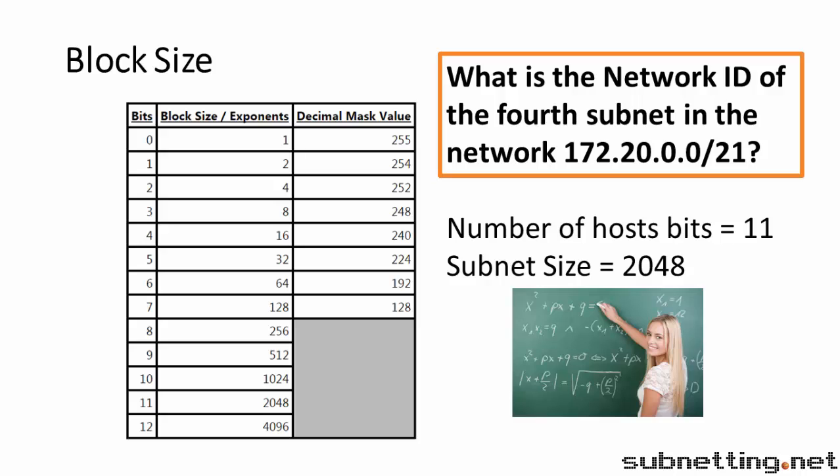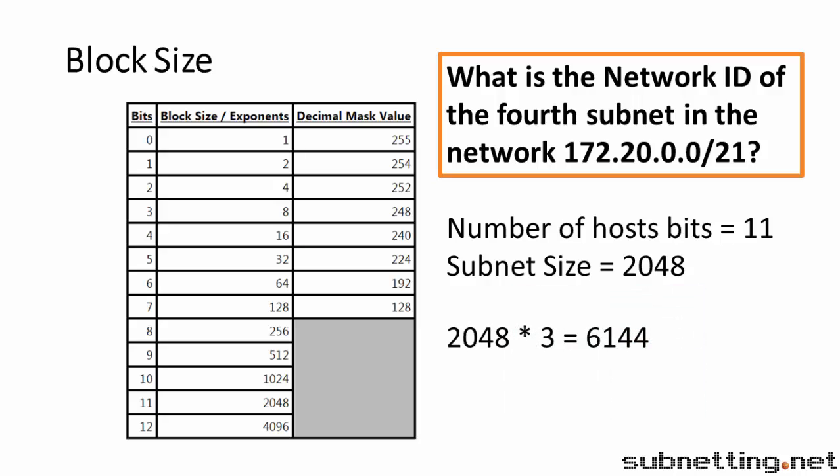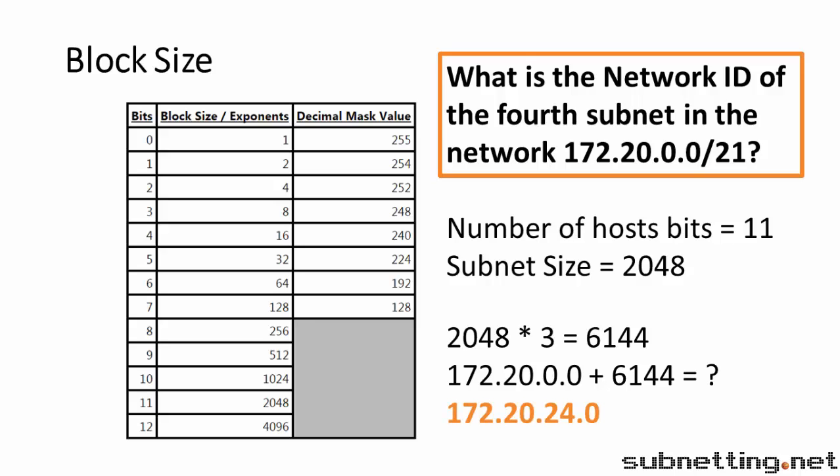2048 times 3 equals 6144. And now we simply need to start at 172.20.0.0 and count 6144 IP addresses to get the answer. As we learned during our counting exercise in lesson 3, every time we add 256, we increment the next octet by 1. So we can divide 6144 by 256, which equals 24, and then our answer is 172.20.24.0. But if you don't like doing that much math, you're in luck.